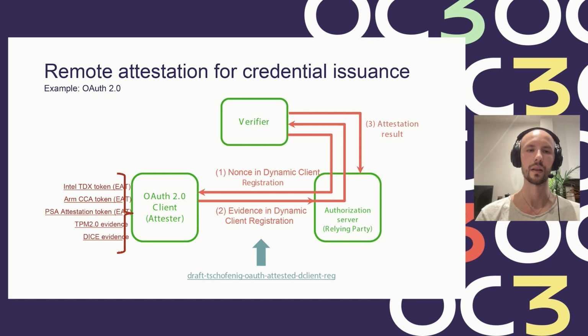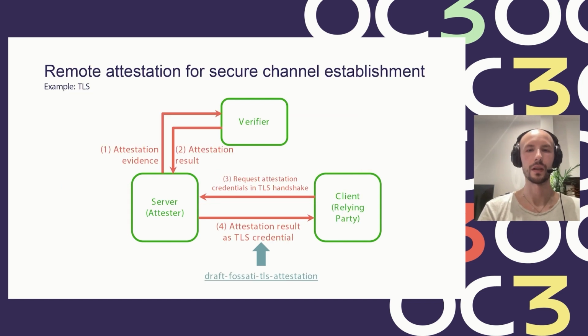A similar case is presented for OAuth 2.0 clients wishing to get credentials from an authorization server. Again, the data flow is pretty much identical to that for X509 certificates. Switching over to secure channel establishment protocols, of which TLS is a primary example, we can see that the diagram is quite different, and this reflects a change in the symmetry and flexibility of these protocols compared to credential issuance, which we try to maintain in our designs as well. So in TLS, for example, both the server and the client can use remote attestation to authenticate themselves, and both of them can use remote attestation either as a substitute for public key infrastructure or alongside public key infrastructure.